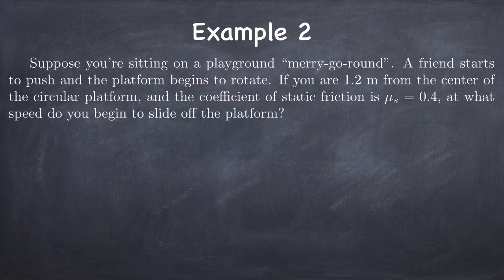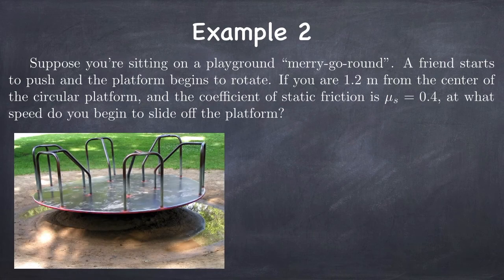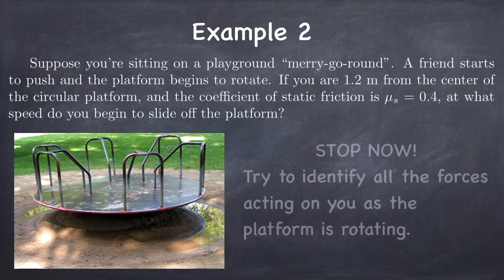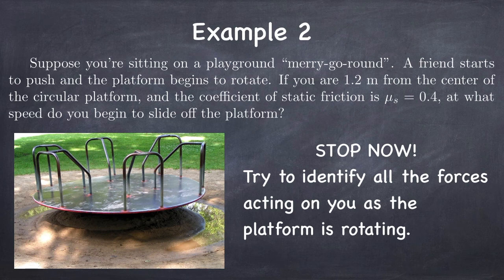Example 2 involves a playground with a merry-go-round, and you sit on the merry-go-round and your friend comes along and starts pushing, and the question is, at what point do you start to slip off the merry-go-round? You've got a definite coefficient of friction, you've got a definite distance from the merry-go-round, and the question is, how long does it take until you start to slide? So again, I'd like you to stop now and draw a free body diagram. Try to identify all the forces that are acting.